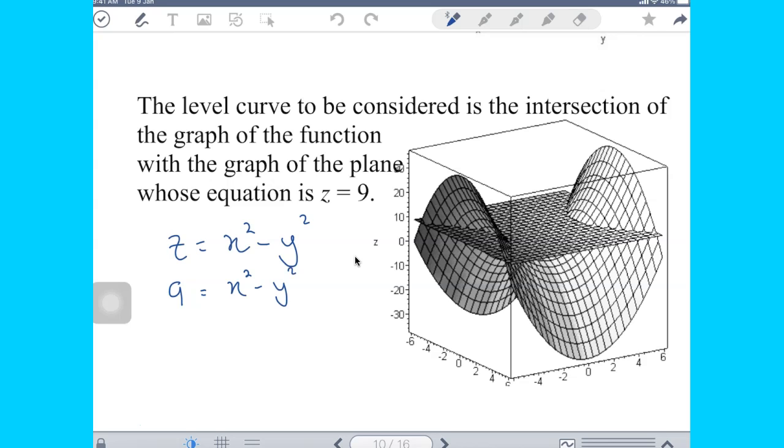Then you need to obtain the traces, right? Remember that? How can we obtain the level curves?